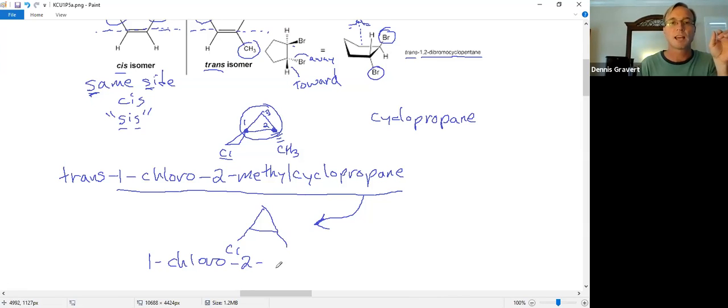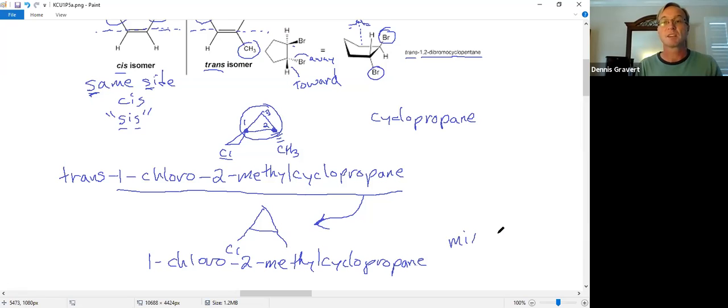And then if you go in the lab and you find a bottle, it's probably a liquid, might be a gas, a container of this material, and it's labeled 1-chloro-2-methyl cyclopropane. It's a mixture of cis and trans isomers because both are possible. Sometimes the methyl and the chlorine atoms are on the same side. Sometimes they're on opposite sides.